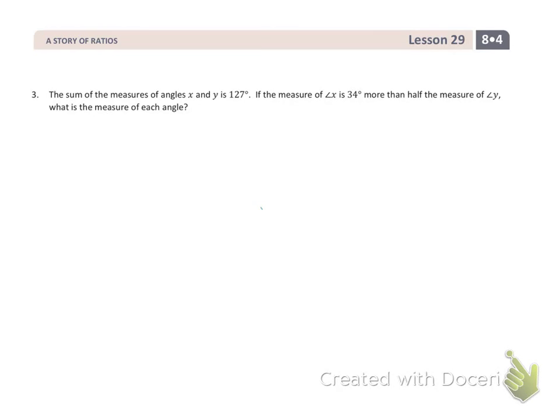Okay, last example here. Once again, if you haven't worked on it, pause it and work on it. Otherwise, continue with me. I've got: the sum of the measures of angles x and y is 127 degrees. If the measure of angle x is 34 degrees more than half the measure of angle y, what is the measure of each angle?